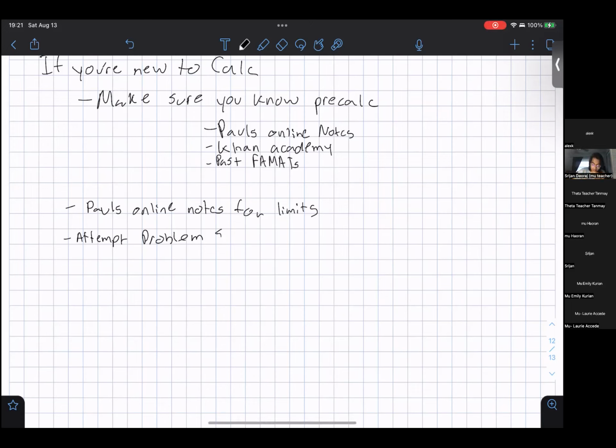So you can attempt the problem set. And then also, if you still want to learn more, you can go through more of Paul's online notes, go through Khan Academy, and those give you really solid foundational skills that let you attempt more of the FAMAT calculus.